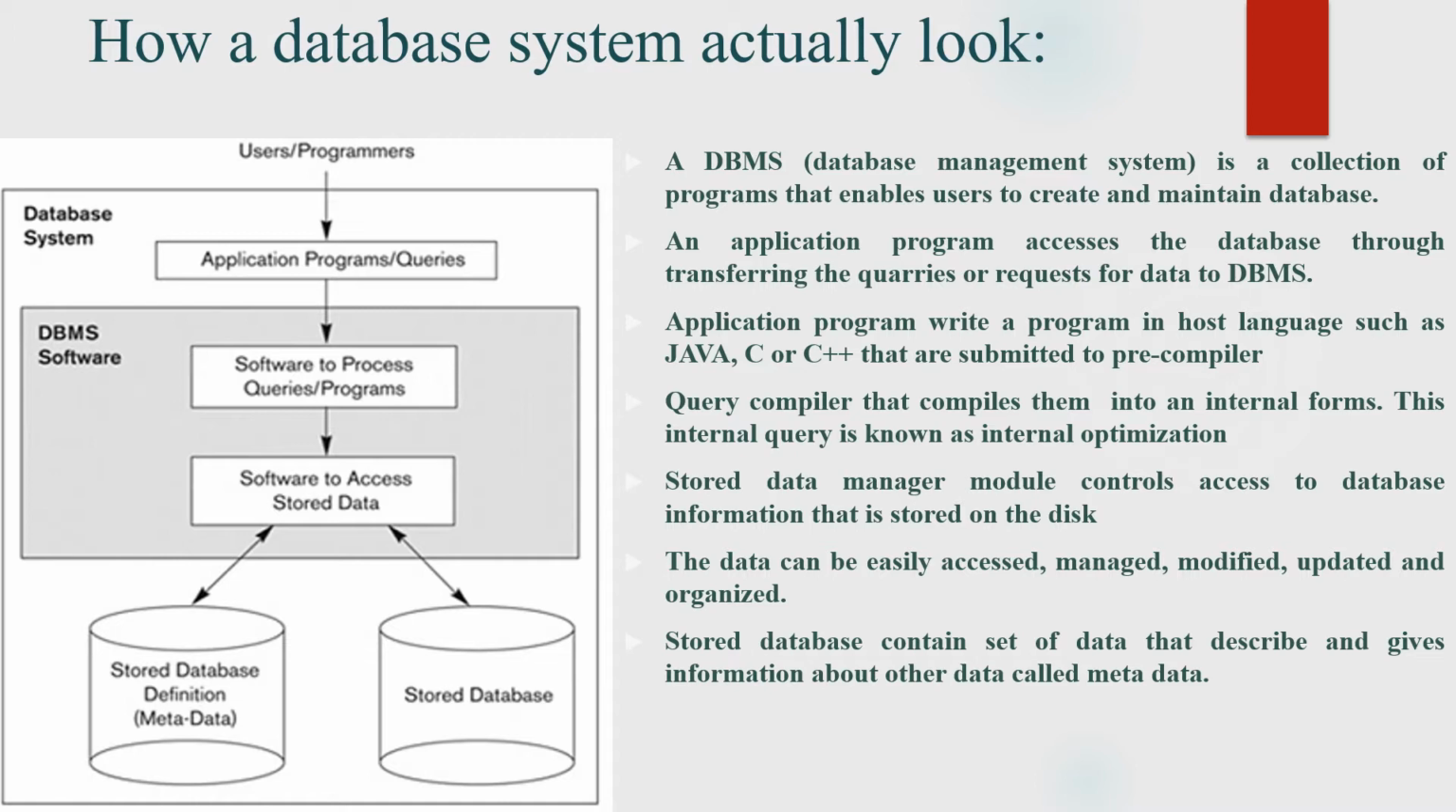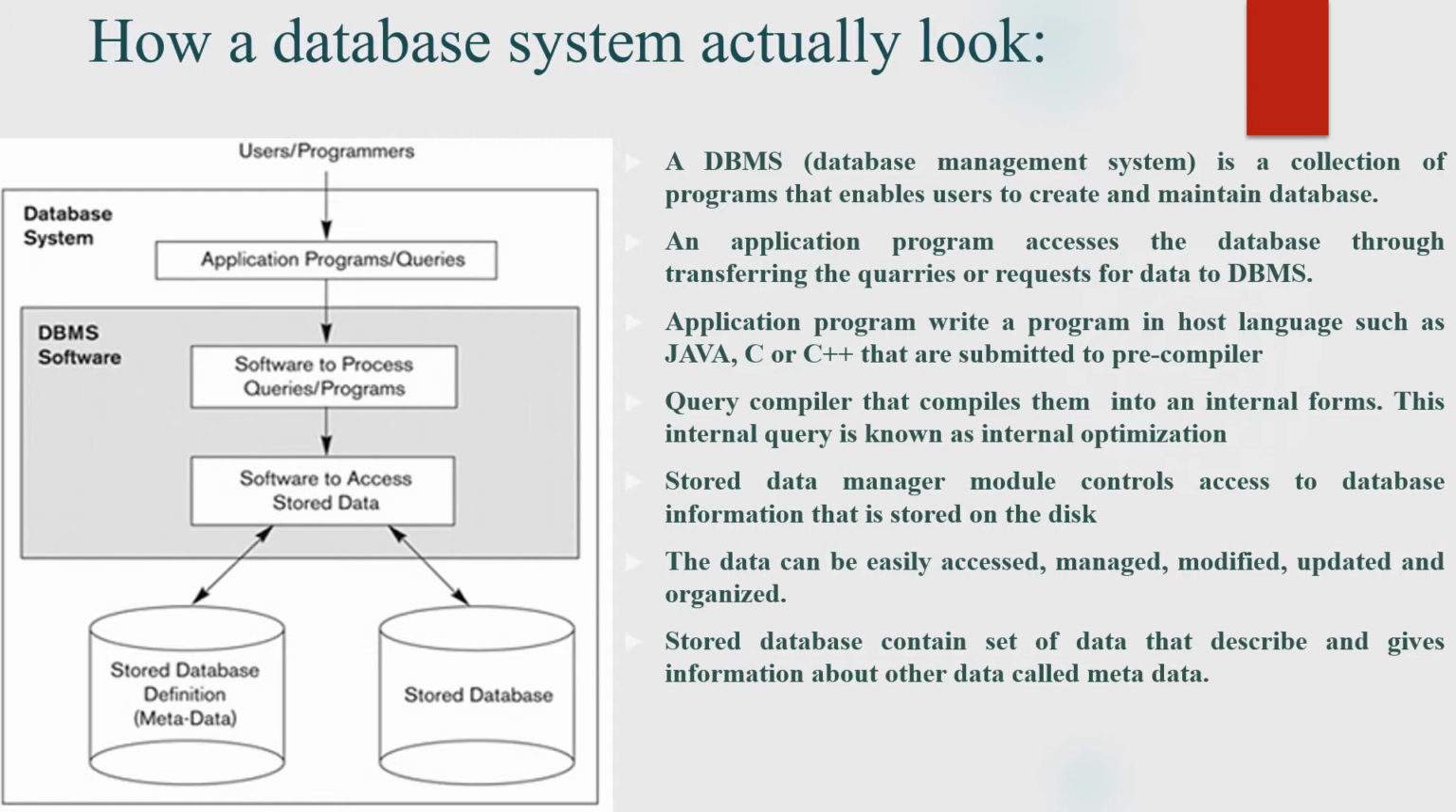So metadata means data inside a data. It purifies the data properly, stores it and keeps it in a proper fashion. This is about how database software actually looks like. It consists of four parts. One is the user or programmer. Next, the database system software, and storage data, the stored database. So these are the four main parts of your database.